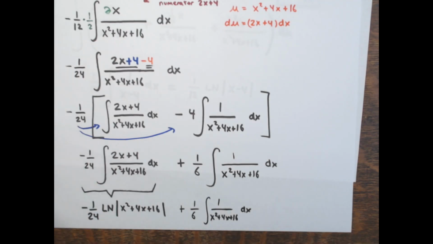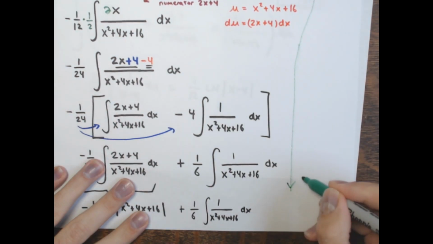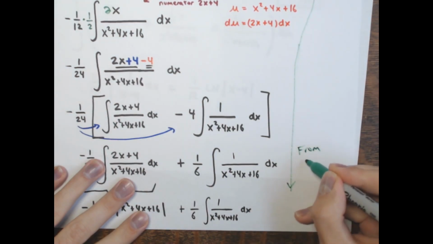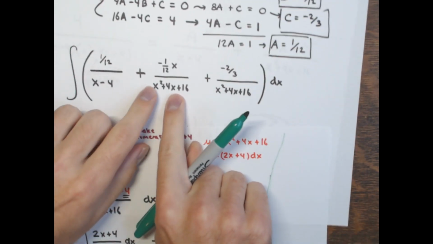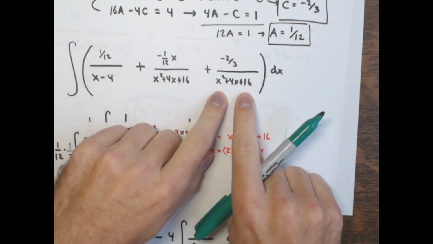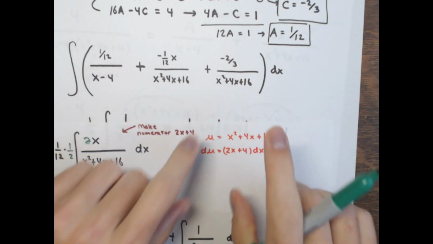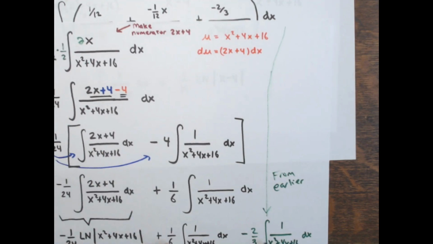And then from earlier, I'll bring this way off the page here, right? From earlier, remember the third term in this integral? This so far has all been the second term. The third fraction is negative 2/3 times that same integral. Got minus 2/3 times that same integral, the integral of, if I pull the negative 2/3 out, 1 over x squared plus 4x plus 16. And so I can put these together.